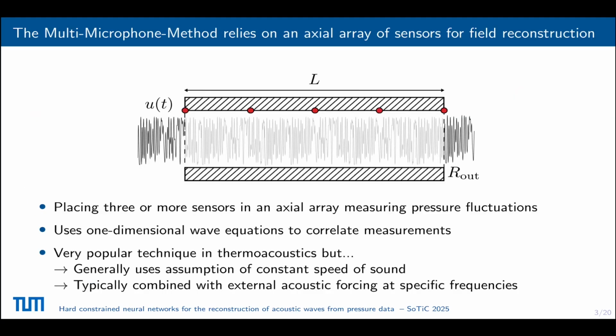With the multi-microphone method, we have access to a very established and very well understood method that relies on an axial array of sensors for the reconstruction of the acoustic field. The idea is we place at least 3 or more sensors in such an axial array as depicted here in the figure, and then we measure the pressure fluctuations in space and in time. We can then use the one-dimensional wave equation, as shown in a second, to correlate the measurements and thus reconstruct the entire field, also in between the data points and in between different time sampling points. It's a very popular technique, not only in thermoacoustics, but especially in thermoacoustics.